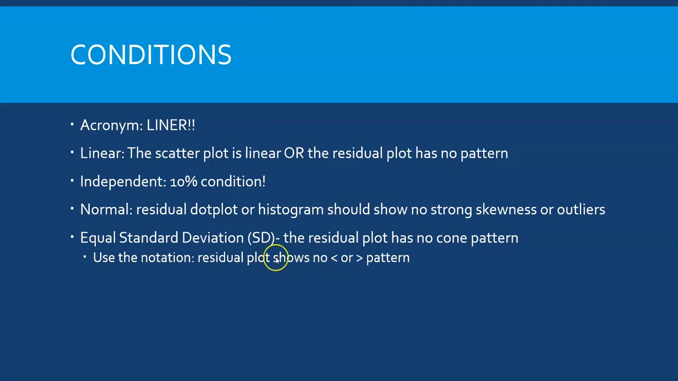And so again, if y'all can see my mouse here, residual plot shows no less than or greater than pattern. That's showing the two cones. Okay, we're going to write that exactly every time. And then the R stands for random. Again, just is it a random sample? Again, good old faithful, okay?